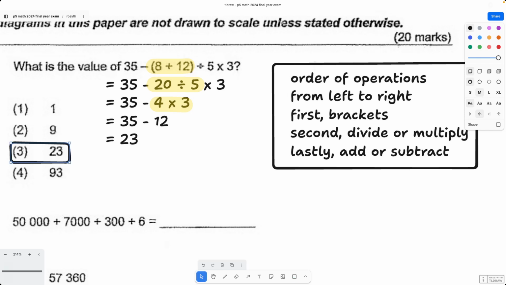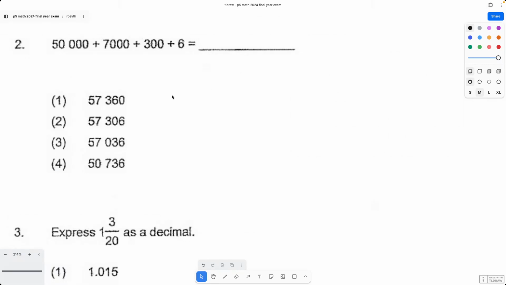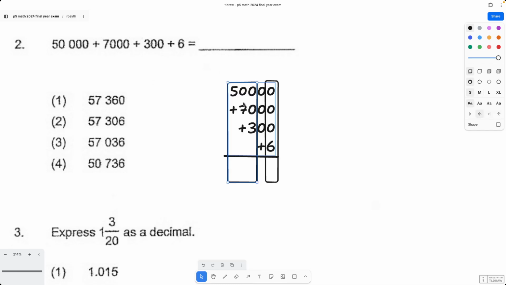All right, let's move on to the next one. Question number 2: what is 50,000 plus 7,000 plus 300 plus 6? If I were to do the workings, it will look something like this. I added some rectangles so that you can see what to put where. First you put the 6, then the 0, then the 3, and then 7 and 5. So the answer is 57,306, which should be option number 2.